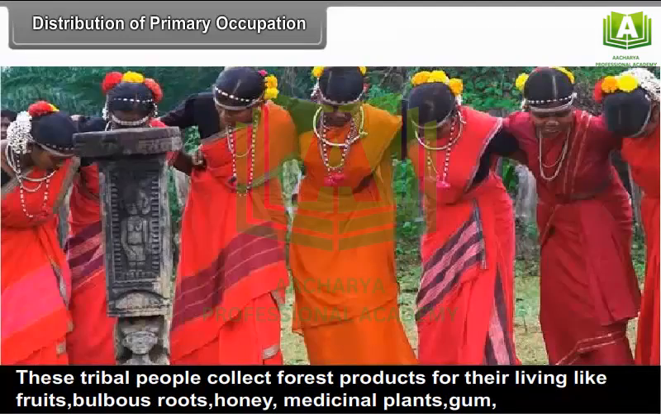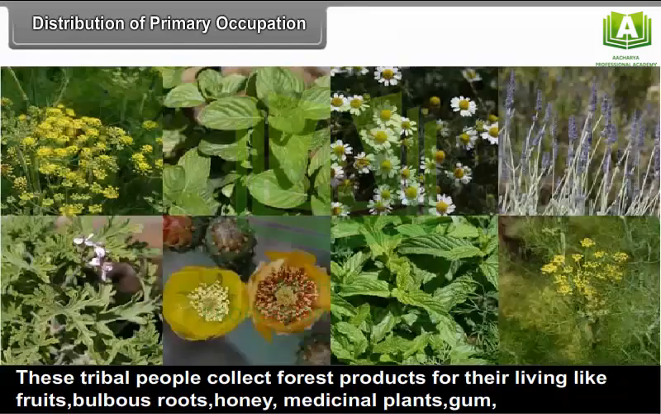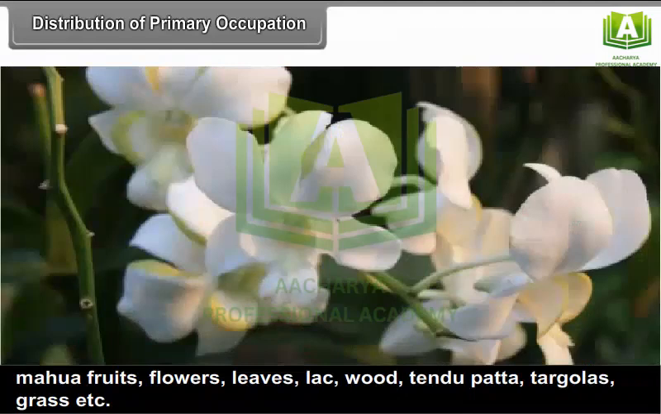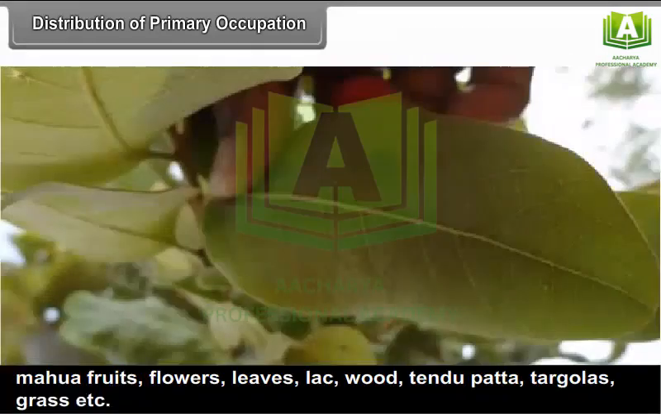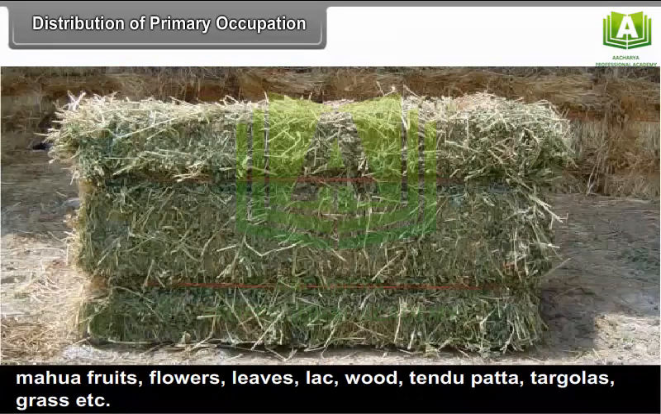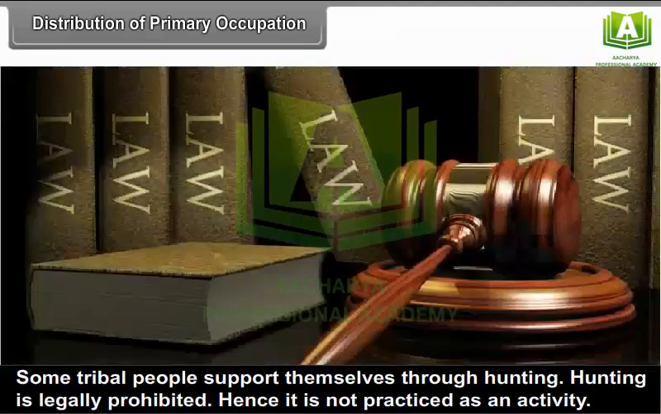These tribal people collect forest products for their living like fruits, bulbous roots, honey, medicinal plants, gum, mahua fruits, flowers, leaves, lac, wood, tendupatta, targolas, grass, etc. Some tribal people support themselves through hunting. Hunting is legally prohibited. Hence, it is not practiced as an activity.